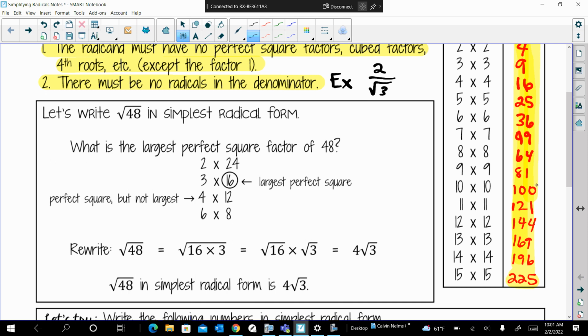I'm looking for numbers that are in this box over here. 3 times 16 gives me 48, 4 times 12 gives me 48, and 6 times 8 gives me 48. Now 4 is a perfect square, but we want to pick the largest one. Okay, so what they're doing is they're going to rewrite the square root of 48 as those 2 factors that multiply together to make 48.